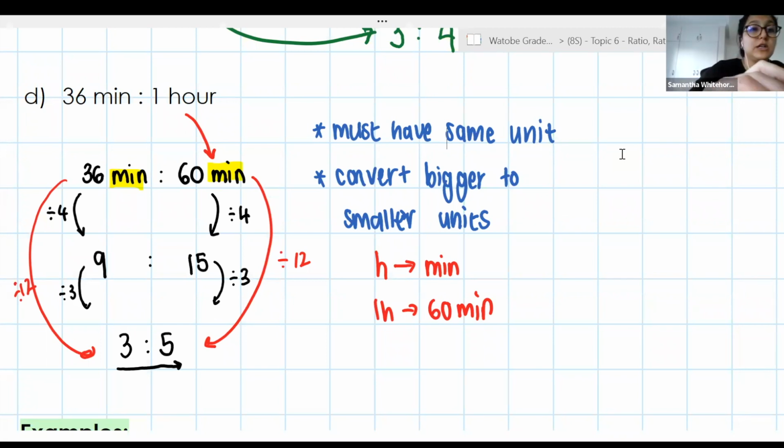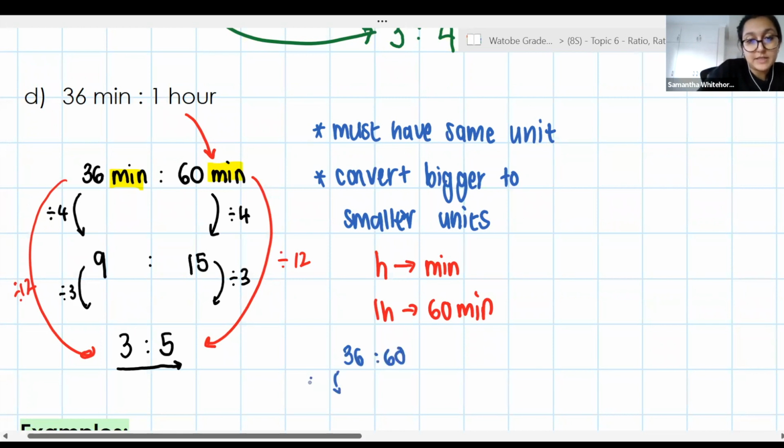Okay, so just so we're all clear, if you went 36 to 60 and you divided them by 6, you get 6 is to 10.